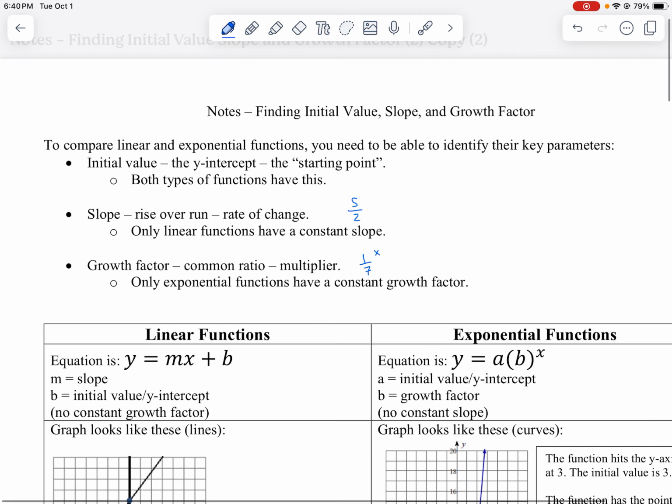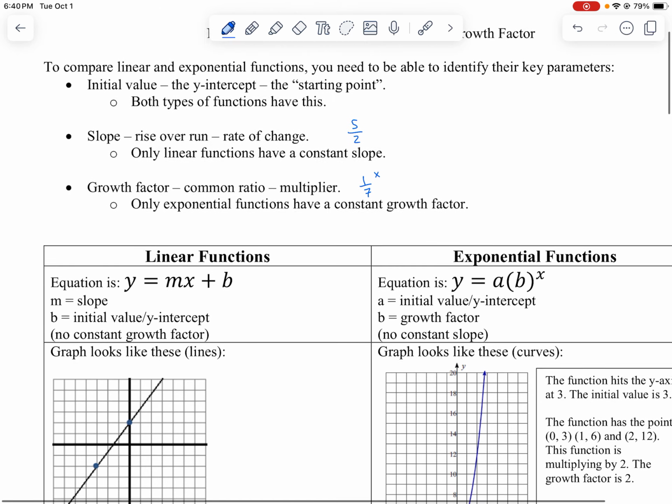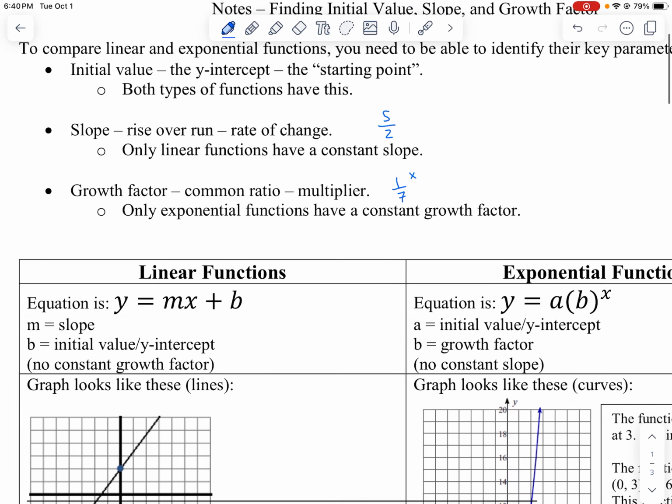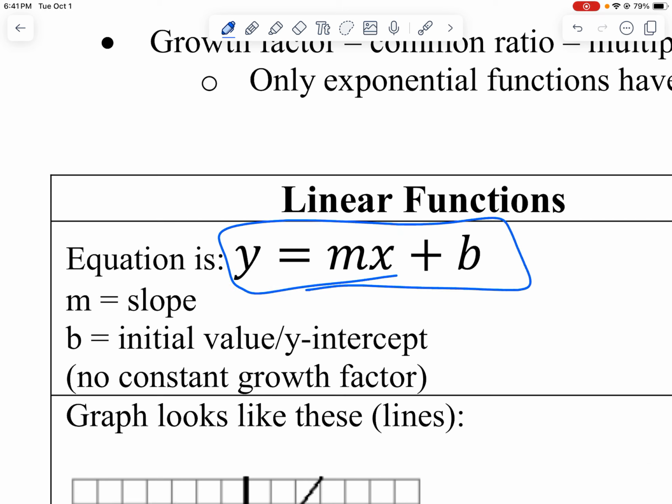What we're going to do is look at equations and how to find these things, look at graphs, and look at tables and find that information. We're going to start with linear functions. When it's written out as a function, the equation tells you a lot of information. One, if it's in this format, that means it's going to be linear. The number with x is going to be your slope, and the number not with x is going to be your y-intercept, or your initial value.